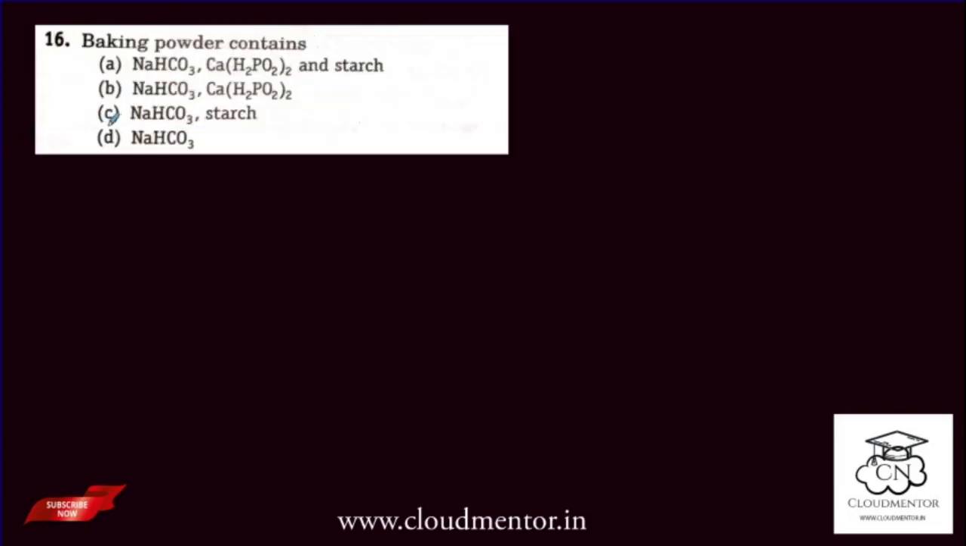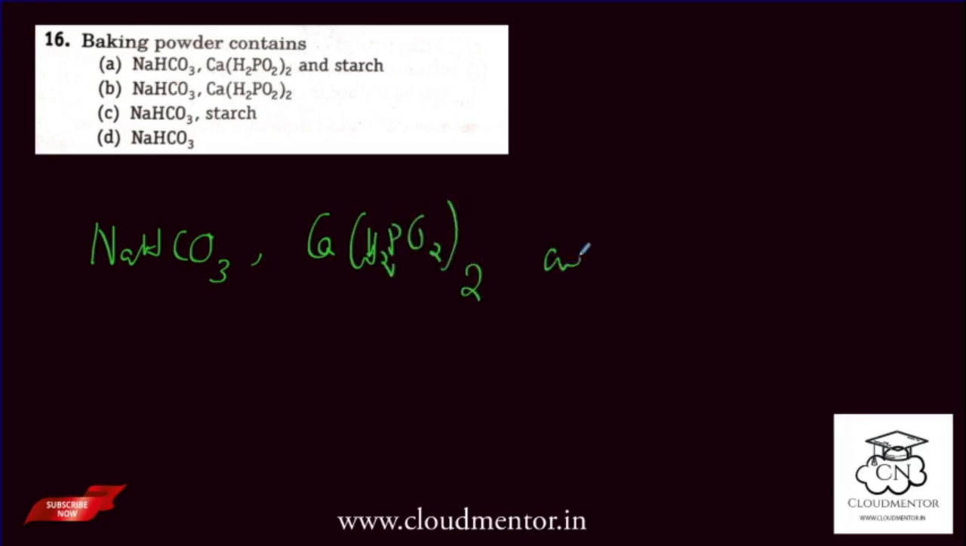Yes. So next question: baking powder contains what? Baking powder contains the following things: NaHCO3, that is sodium bicarbonate, and Ca(H2PO4)2, and starch. So which is the option? Yes, option A is the right answer.